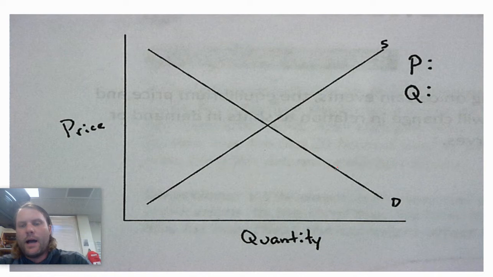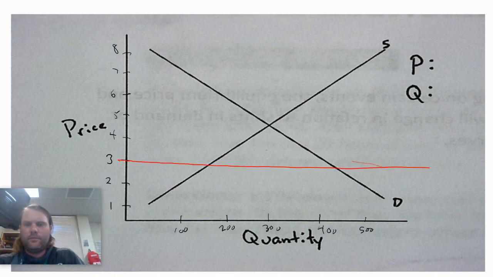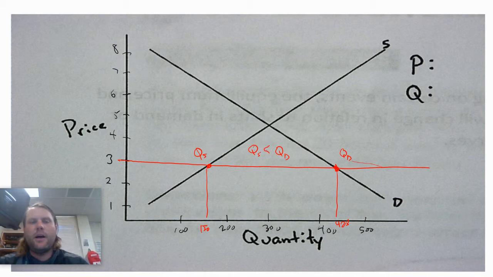Now, what our graph tells us is that we have a quantity demanded here, which on my graph equals 425. We have a quantity supplied here, which on my graph equals 150. Our quantity demanded is bigger than our quantity supplied. The fancy econ term for that is we're going to have a shortage.